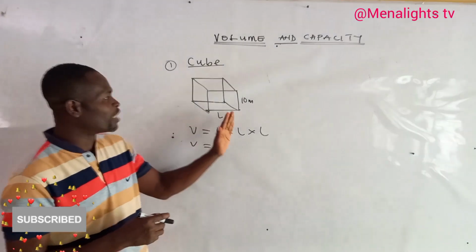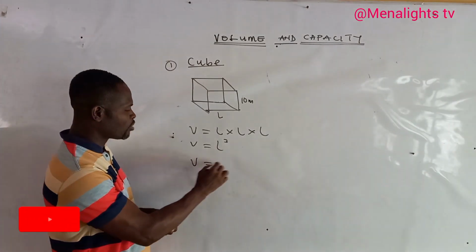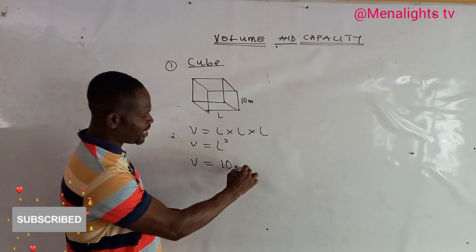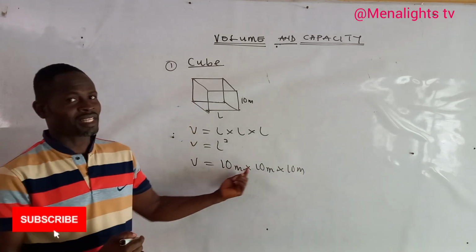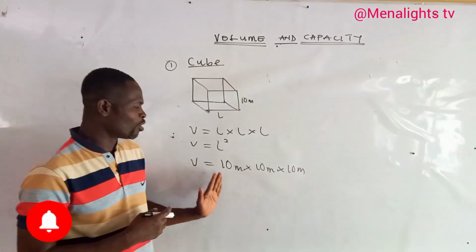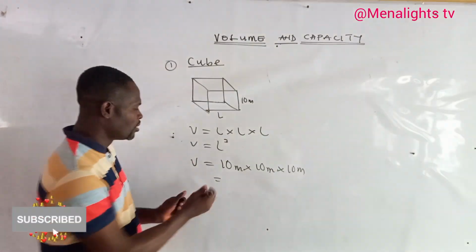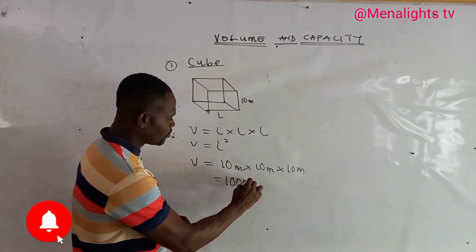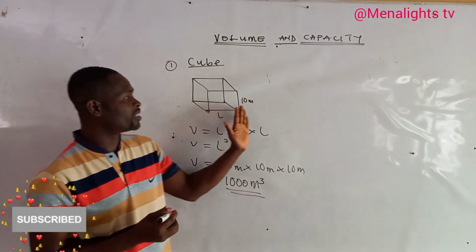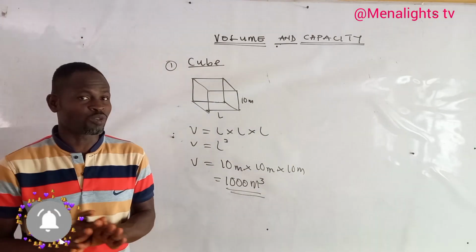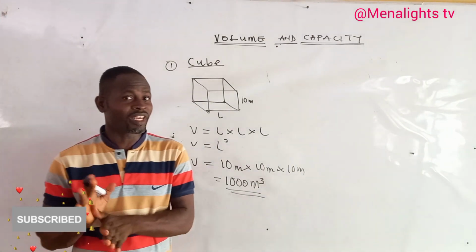So if the length of the cube is 10 meters, what will be its volume? You can say the volume is equal to 10 meters times 10 meters times 10 meters. So we know that 10 times 10 will give us 100. 100 times 10 will give us 1000. So if the length of the cube is 10 meters, the volume is going to be 1000 meters cubed, because volume is measured in cubic units.